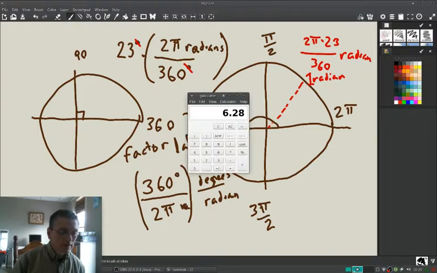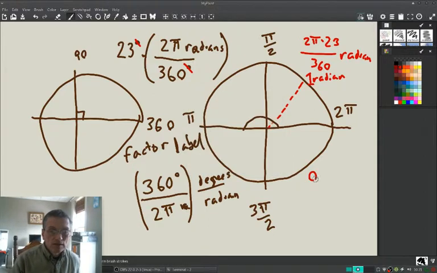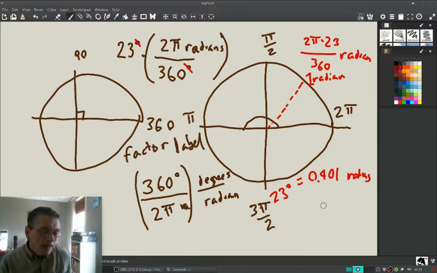Let me get my calculator back. So that's 2 pi times 23 equals 144 divided by 360. So it's going to be 0.401 radians. Alright, and that's what 23 degrees is. We're just converting units here. We could write that as a pi value, but we won't. It won't make things more difficult.